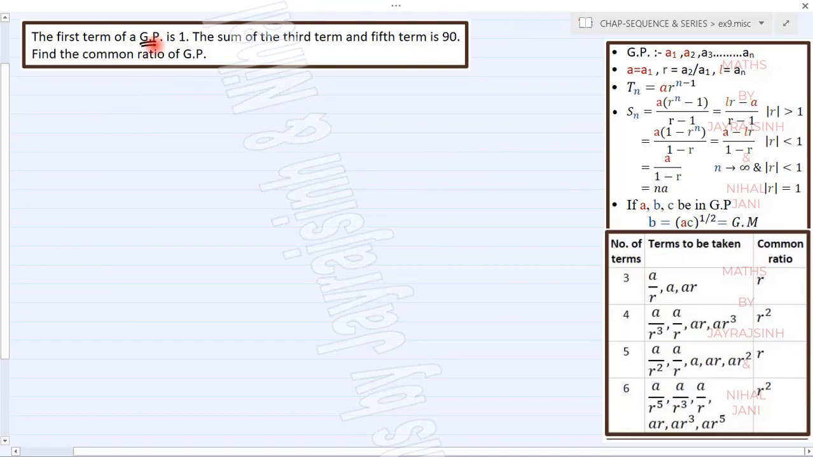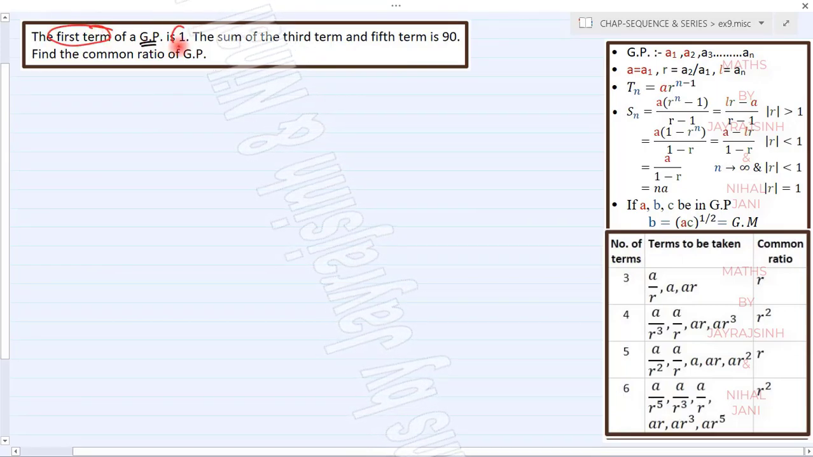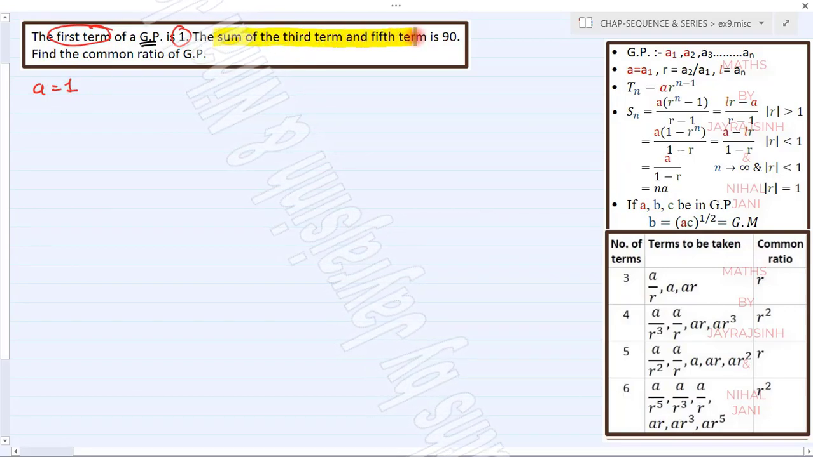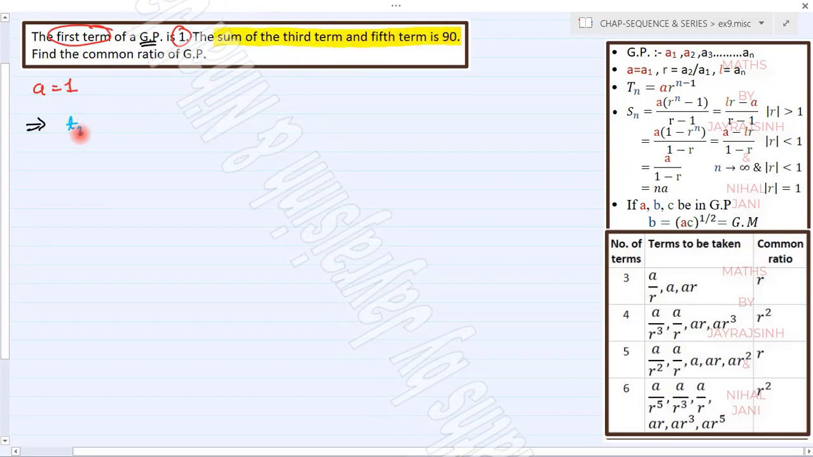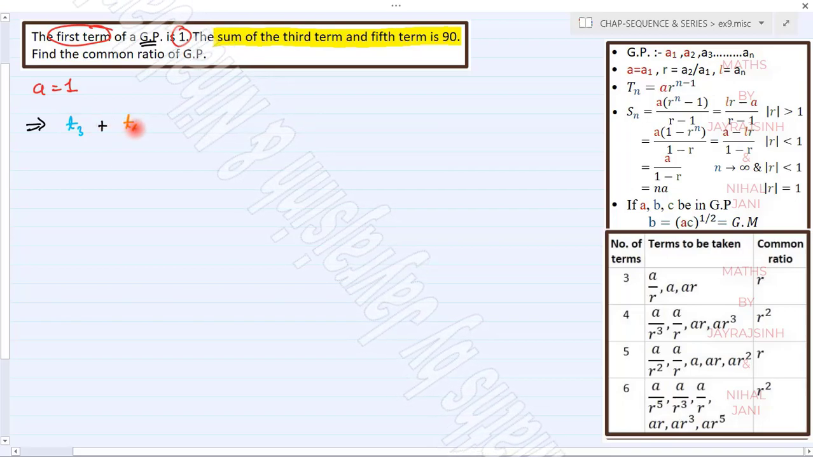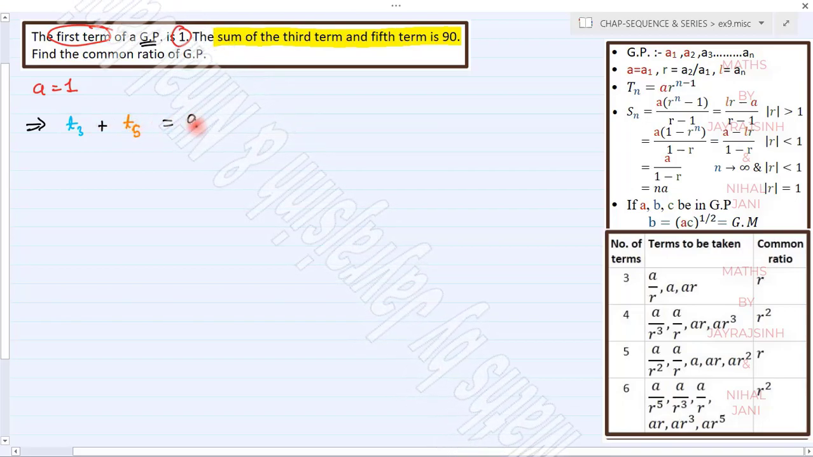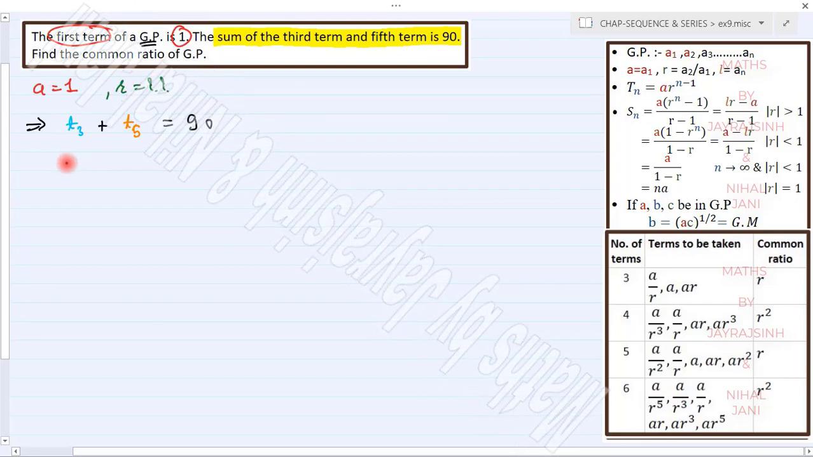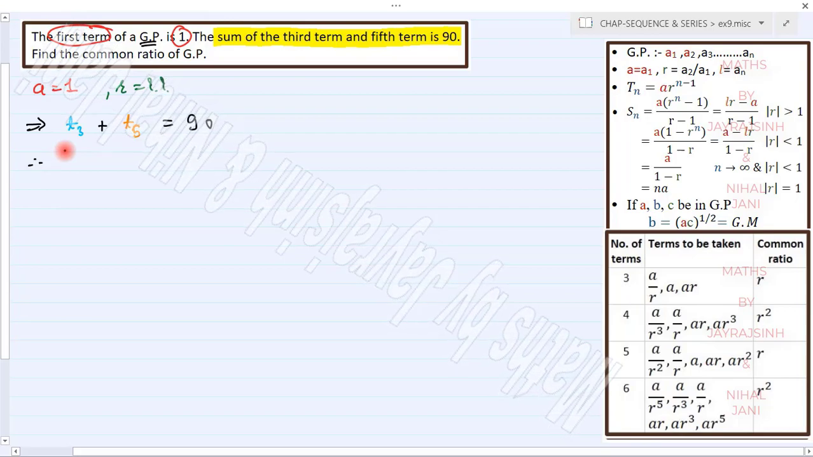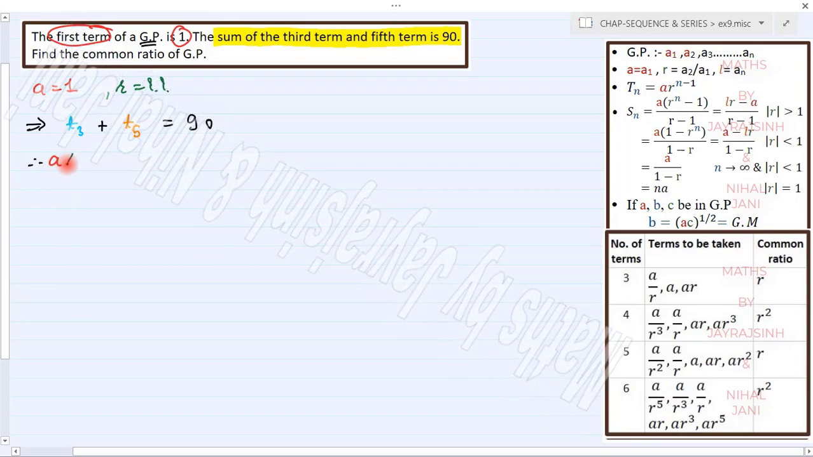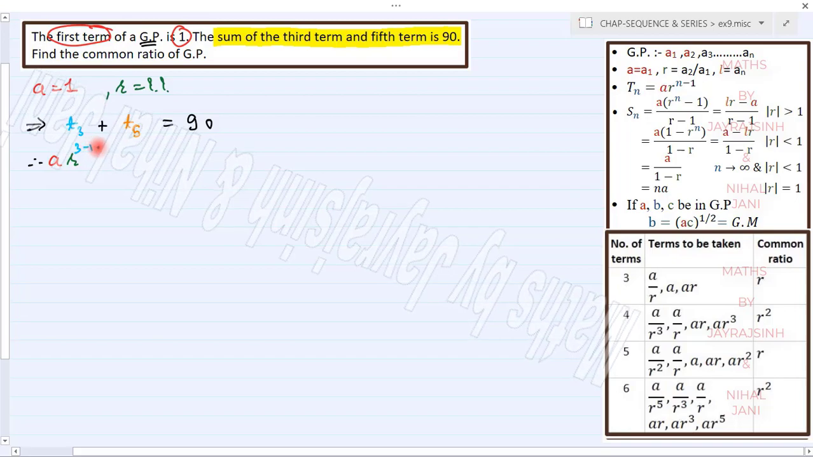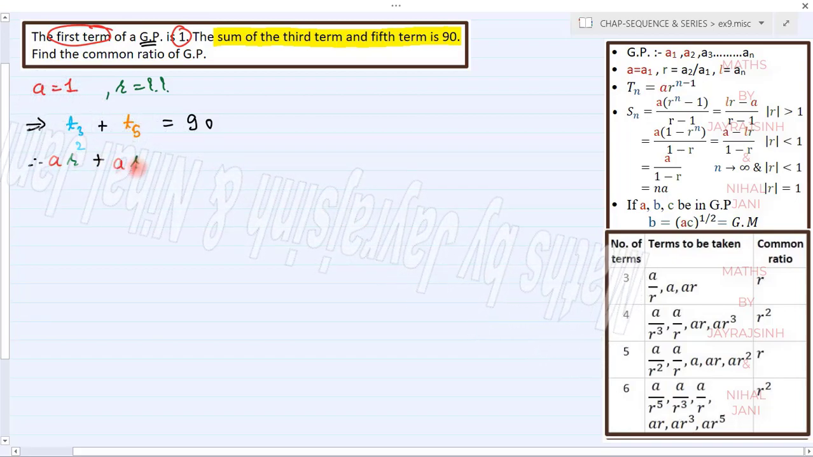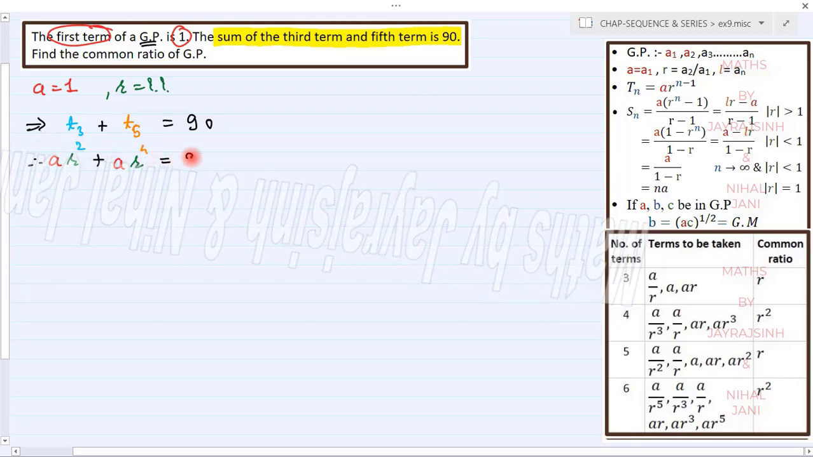Here we have the question of GP and it is given that the first term is equal to 1, and it is also given that the sum of the third term and fifth term is equal to 90, and we have to find the common ratio. So let's use the general formula of nth term. Your third term will be ar raised to 3 minus 1, or we can say 2. Similarly, the fifth term is ar raised to 4 is equal to 90.